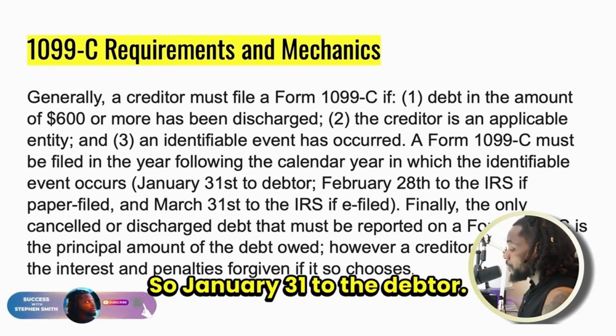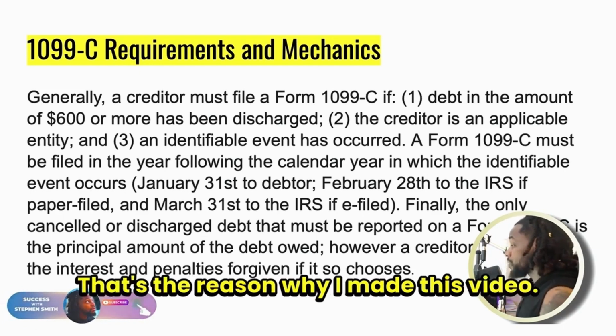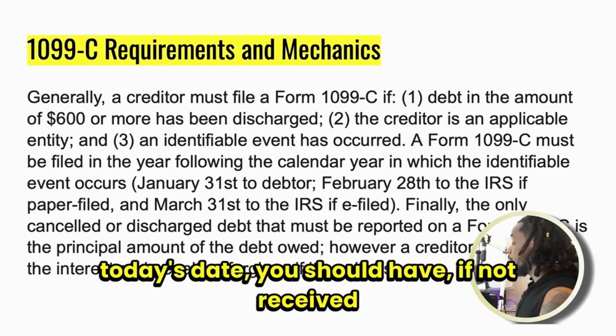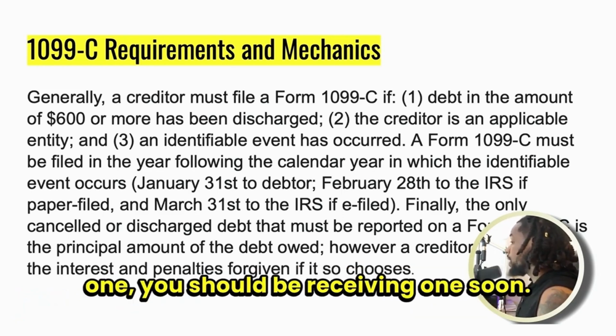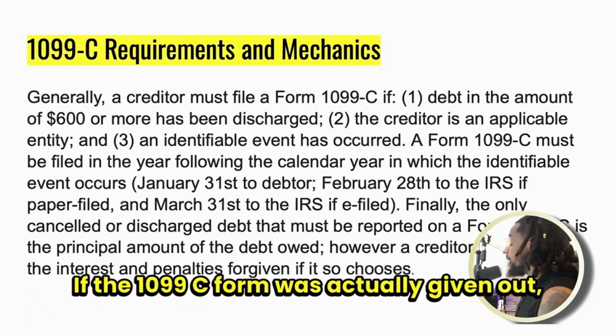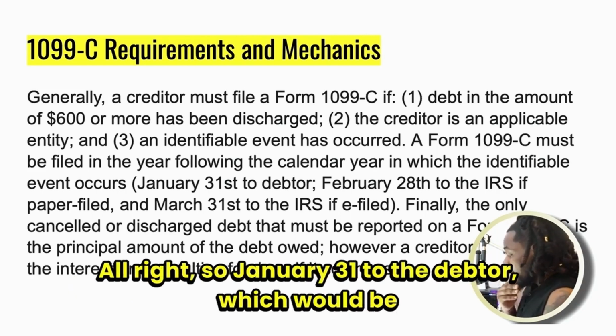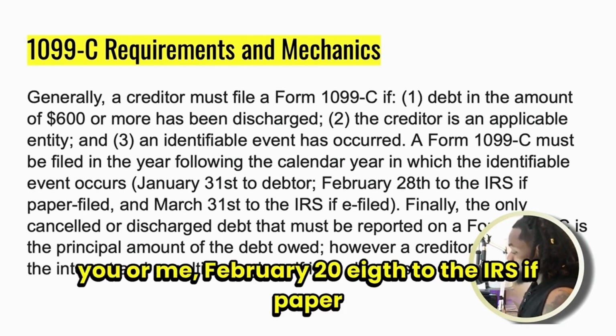So January 31st to the debtor. That's the reason why I made this video after January 31st. On February 1st, which is today's date, you should have, if not received one, you should be receiving one soon, if the 1099-C form was actually given out, that means if the debt was actually discharged. All right. So January 31st to the debtor, which would be you or me.